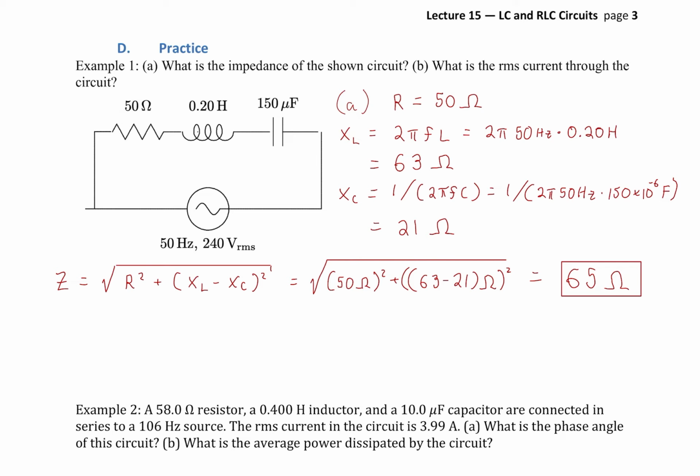the circuit. Now, I'm always in the habit of saying total impedance. It's really just the impedance of the circuit. I think of it as a total because we have to consider everything else to get there, right? But it's the impedance of the RLC circuit.